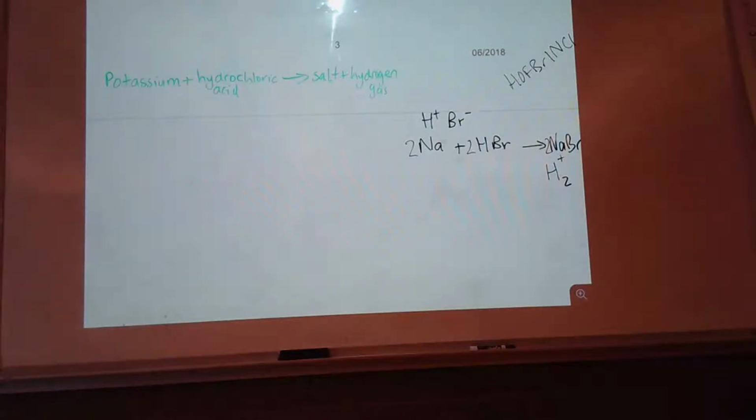So with these, we always have a metal, a salt, and hydrogen gas. So in this example, the metal is potassium. What's the symbol for potassium?